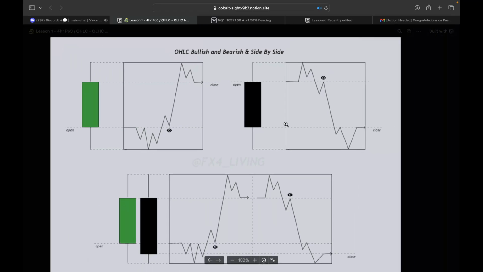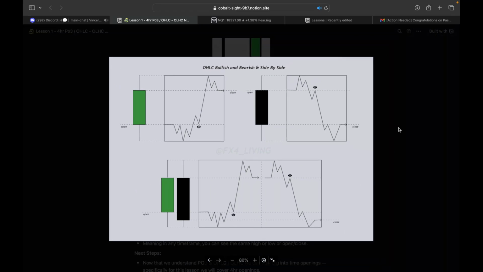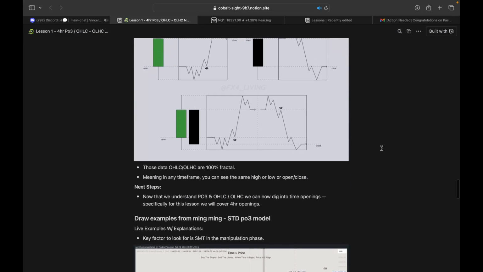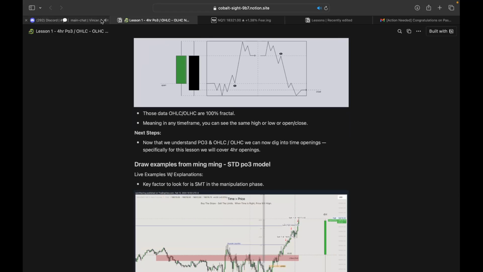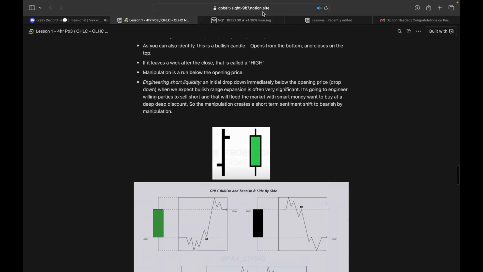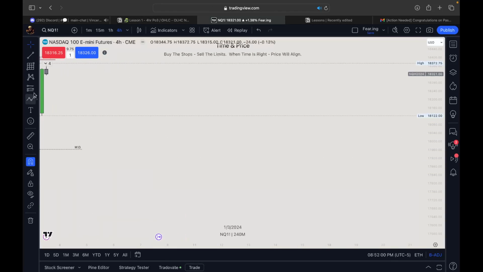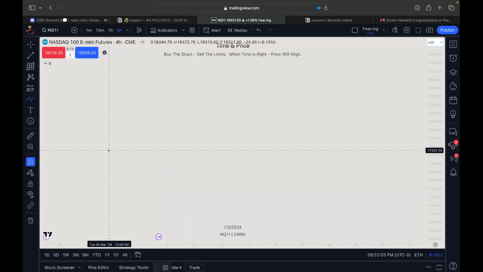Here's some more examples. It's 100% fractal. What does fractal mean? Fractal means we can see the same stuff on the monthly, the yearly, as we can see on the 4-hour, the 1-hour, the 15-minute, the 1-minute, the 15-second. It goes all the way down. Price is 100% fractal. So, now that we covered that, I want to quickly give you another example, following what we just went over.